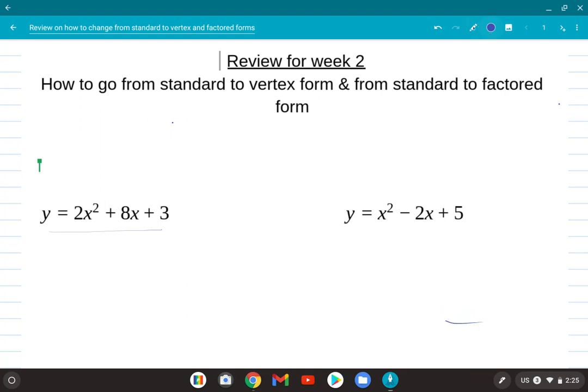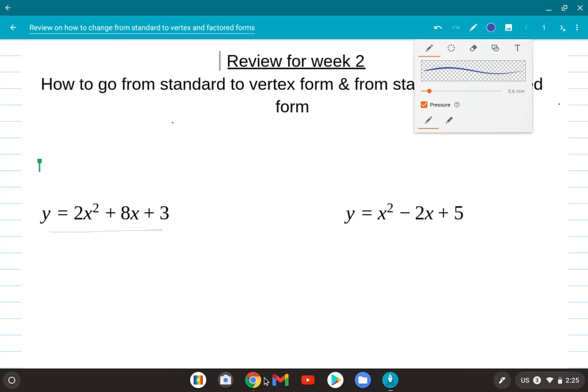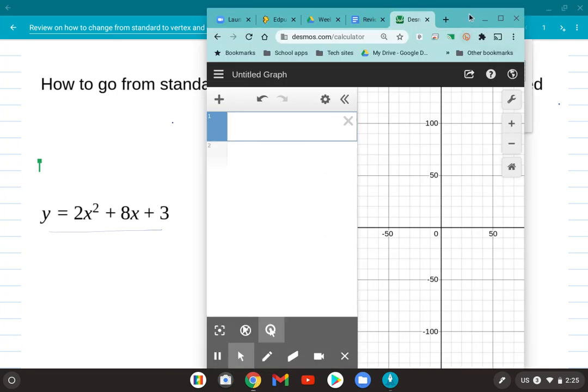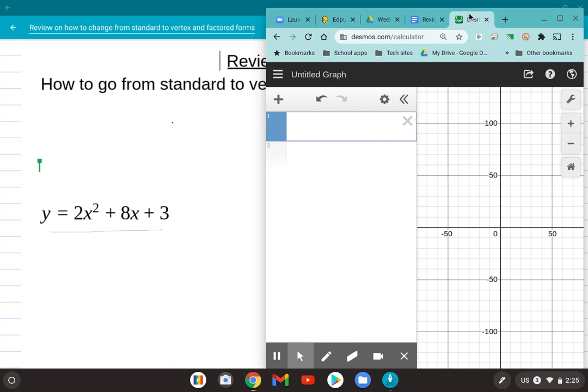Okay, so we're going to be working on how to go from a standard equation to a vertex form and from standard to factored form. But the first thing we need is Desmos. I have Desmos up here, and I'm going to write in it. I'm going to just write the equation.